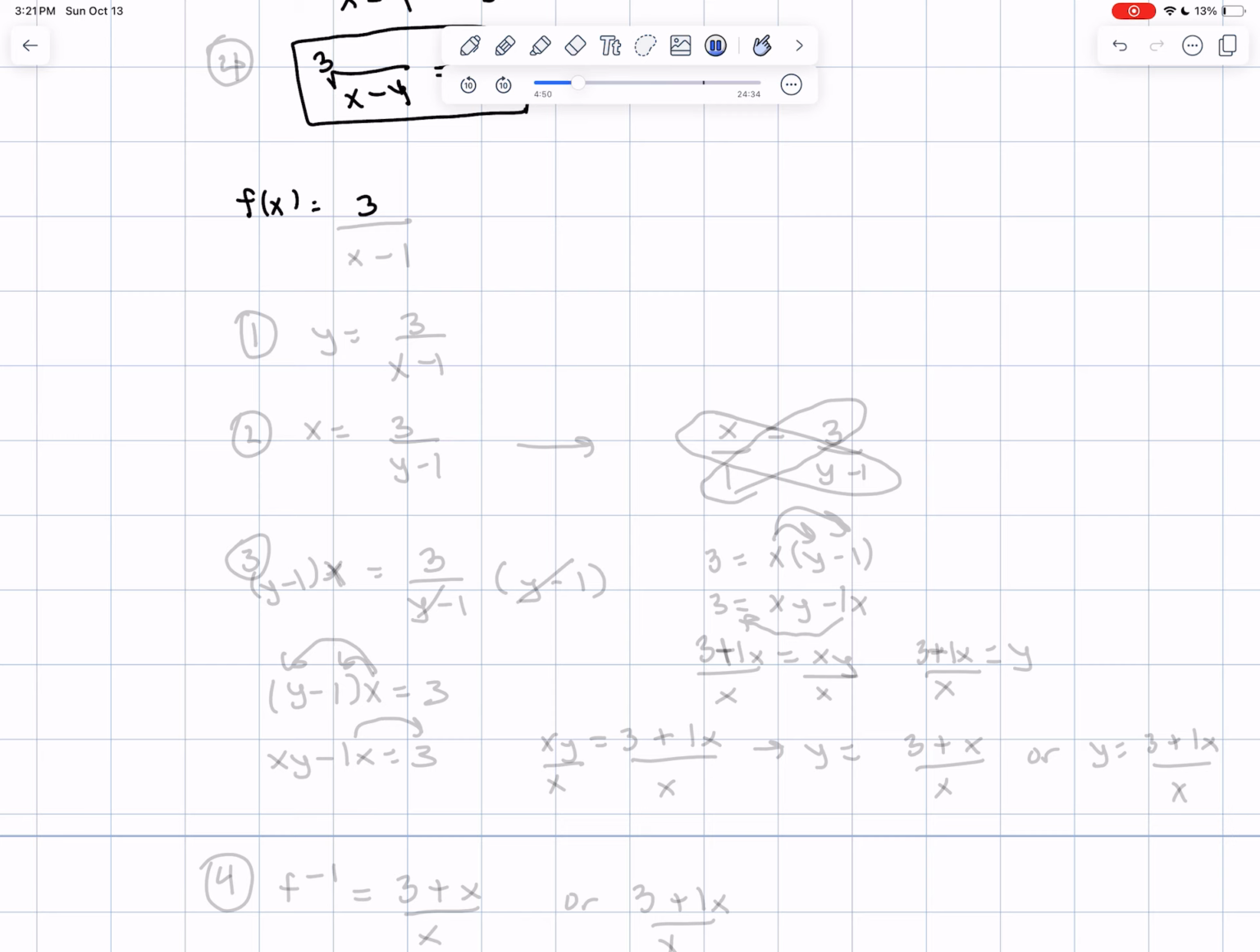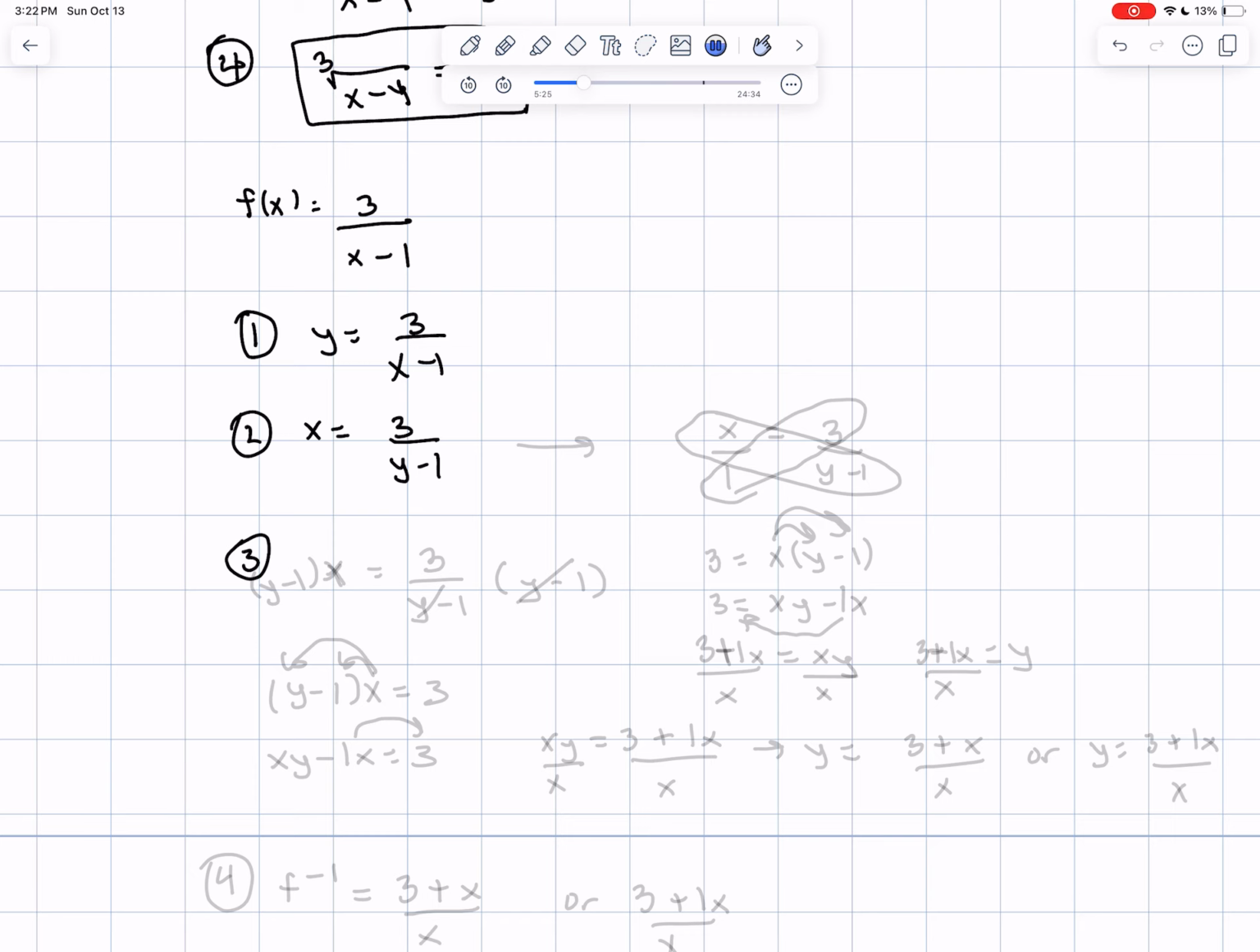3 over x over 1. So again, we're going to follow our same steps. So we have step 1, exchange the f of x to y, exchange x and y, now the next step is to solve for y.